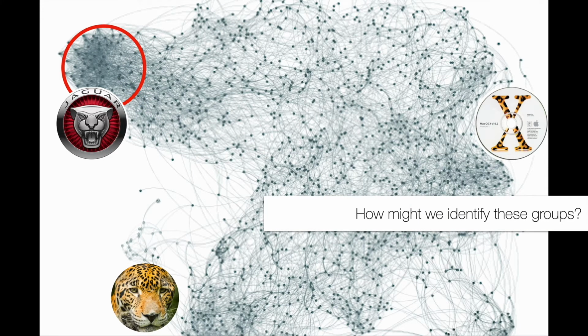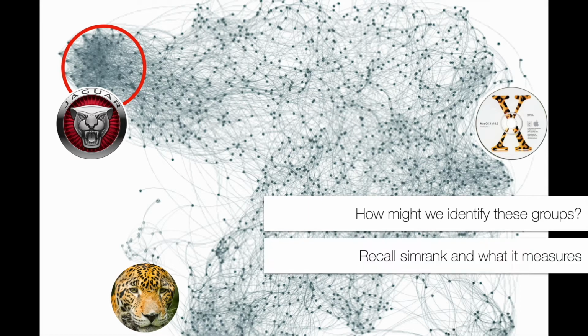What if we don't know exactly what product the user's interested in? If somebody searches for Jaguar, how do we place where in this space they may be, and what other products might they be interested in? How can we group this before we know what exactly the user's interested in? So this really becomes a question of identifying these groups, finding ways to group these items together. One way we can do this is to recall SimRank.